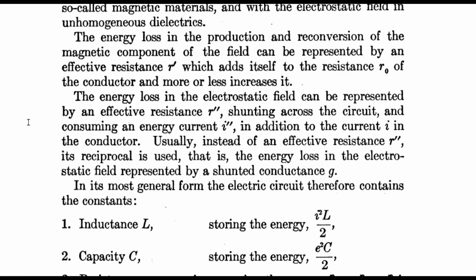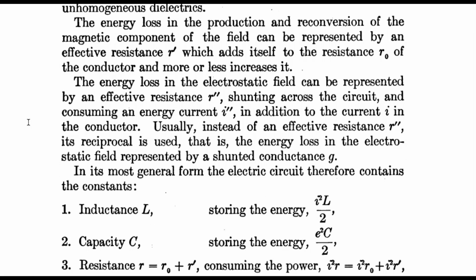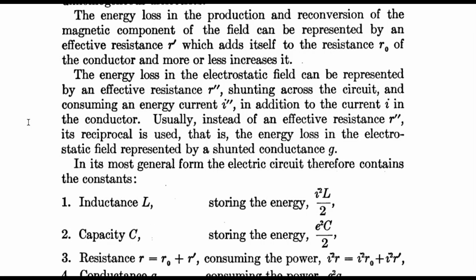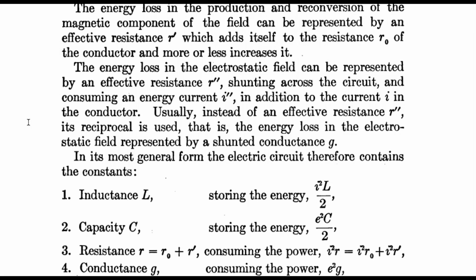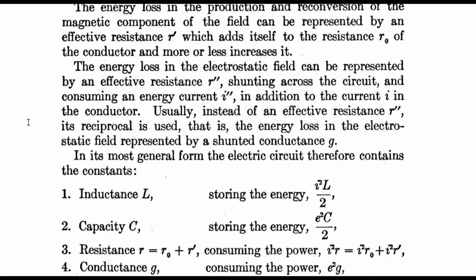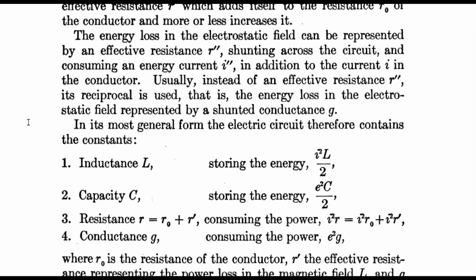The energy loss associated with the production and reconversion of the magnetic component of the field can be represented by an effective resistance, denoted as R prime, which adds to the resistance of the conductor, R sub 0, and thereby increases it. The energy loss in the electrostatic field can be represented by an effective resistance, denoted as R double prime, which acts as a shunt across the circuit and consumes an energy current, denoted as I double prime, in addition to the current I in the conductor. Typically, instead of using the effective resistance R double prime, its reciprocal is used, and the energy loss in the electrostatic field is represented by a shunted conductance, denoted as G.